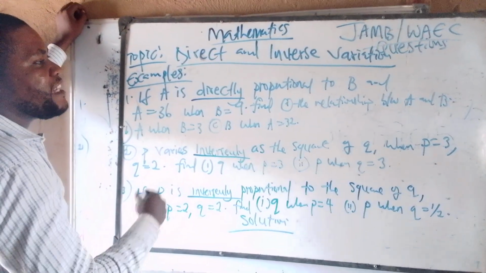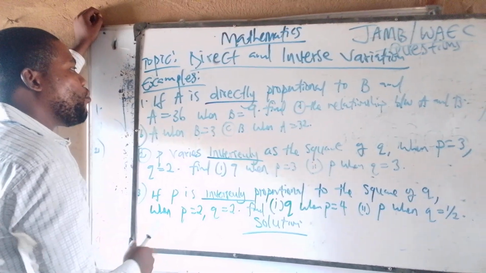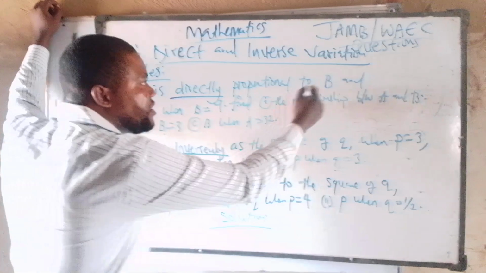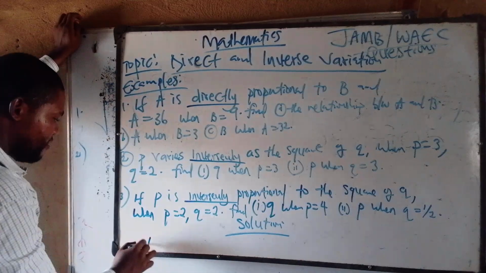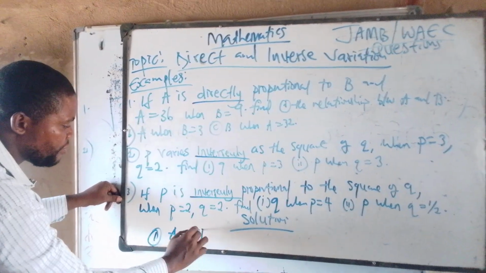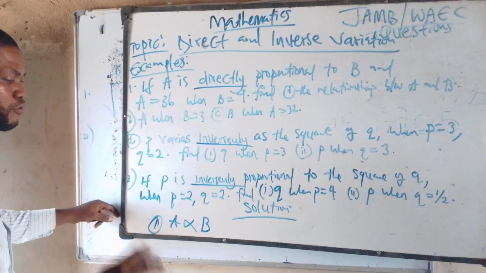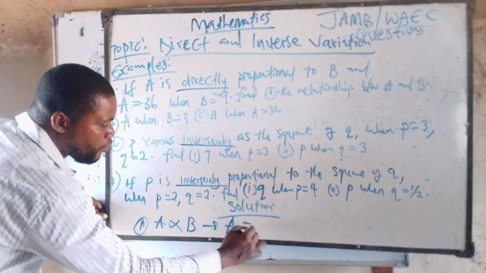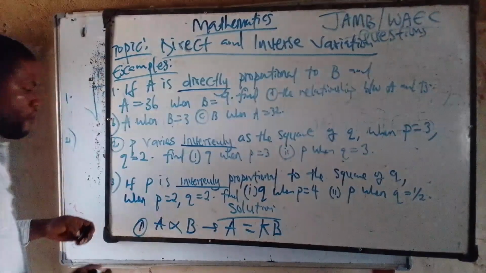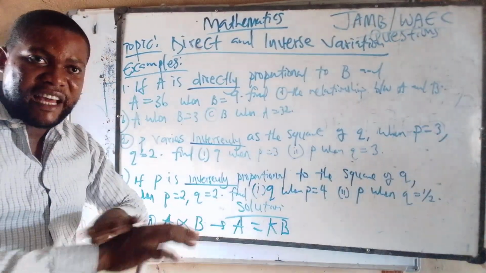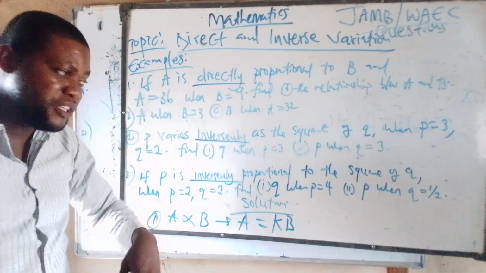Now what will I do and how will I start this work? First of all, what is varying to what? A is directly proportional to B. How will I solve this number 1? A is directly proportional to B. If I now introduce my constant, it will be A equals KB. Why do I have KB? Because it is direct, not K over B.